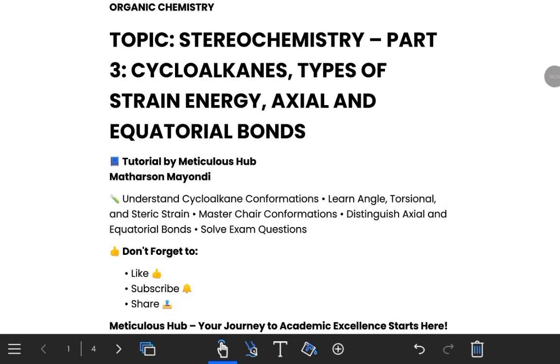This is part 3 of stereochemistry, and we'll conclude stereochemistry by looking at cycloalkanes, types of strain energy, and also axial and equatorial bonds. So in this session, we'll look at cycloalkane conformations. We'll learn the angle strain, the torsional strain, and steric strain. Then we also must learn how to draw the chair conformations and also distinguish axial from equatorial bonds. Then we'll look at how to solve some questions.